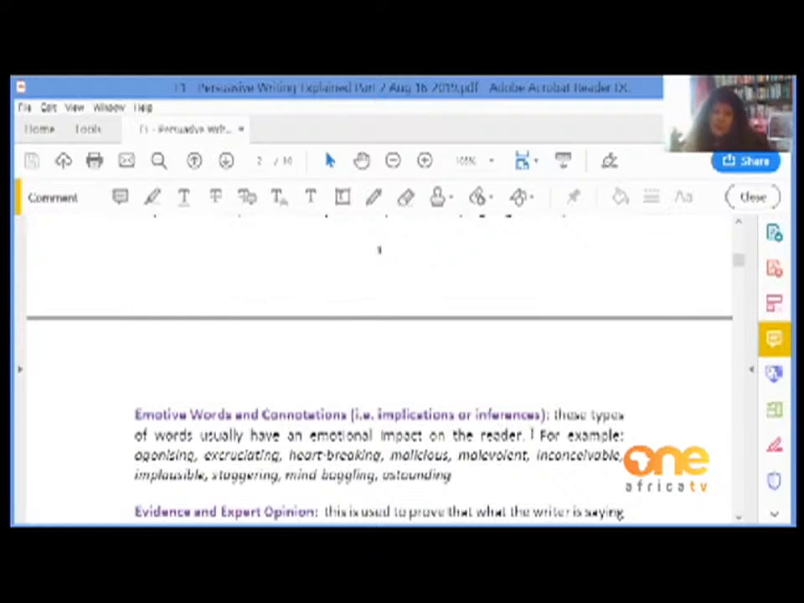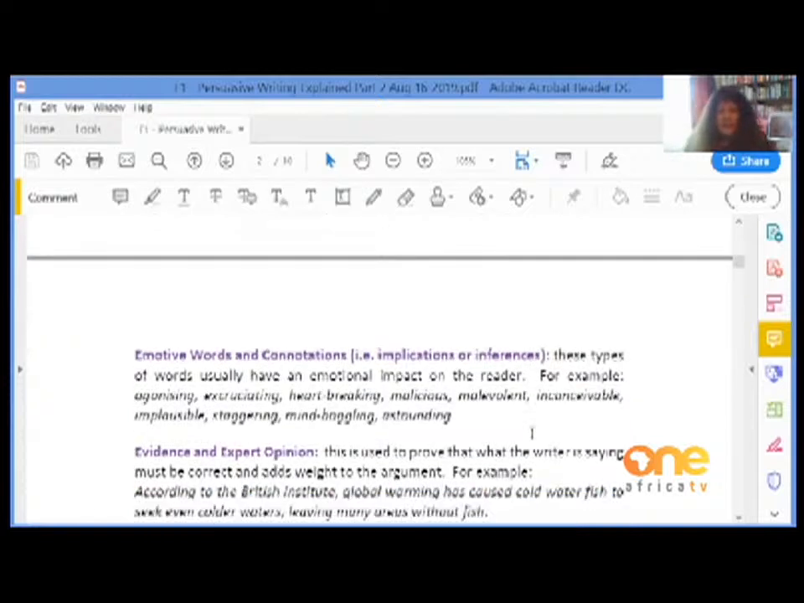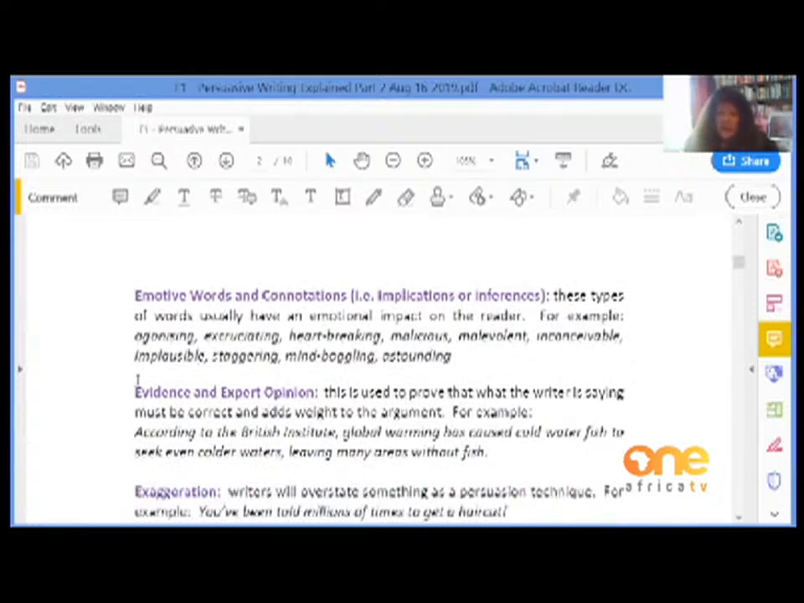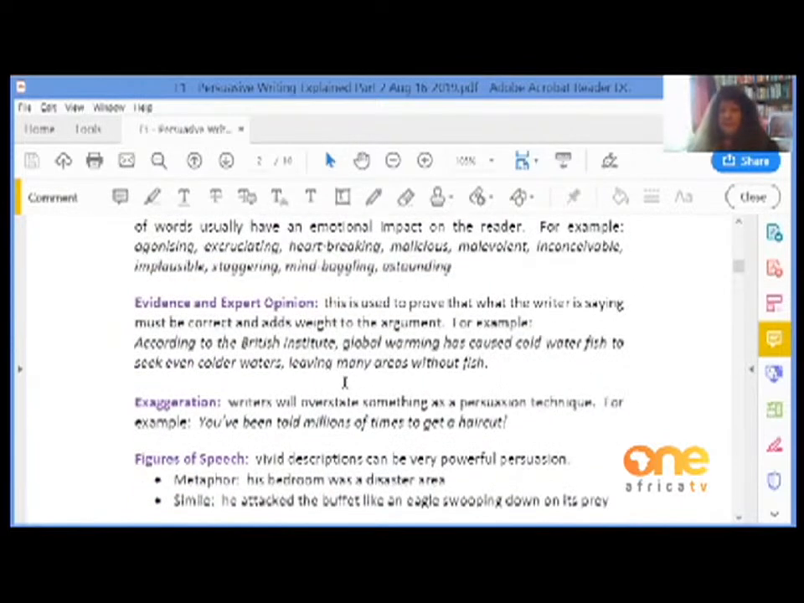You have to infer from what someone's saying what they really mean. Okay, and they're usually emotional, as we said. So you use emotive words, like these ones we mentioned: agonizing, excruciating, heartbreaking, malicious, etc. Another thing you can use is evidence and expert opinion. This is when you find some quotations or some evidence from somewhere to back up what you're saying.